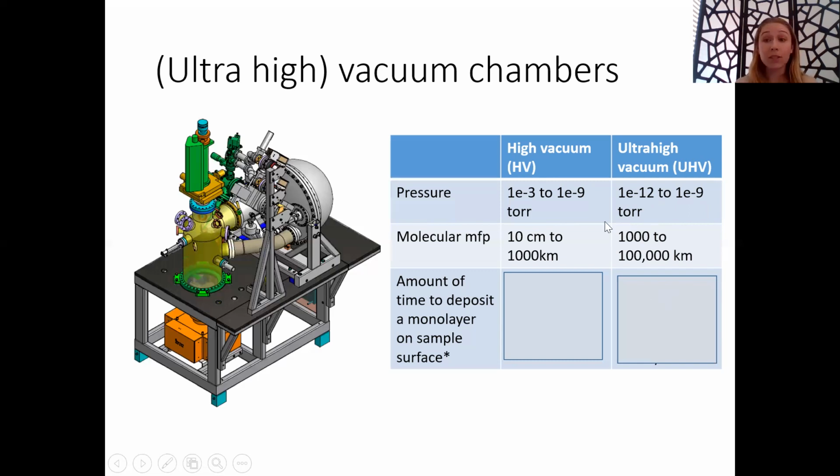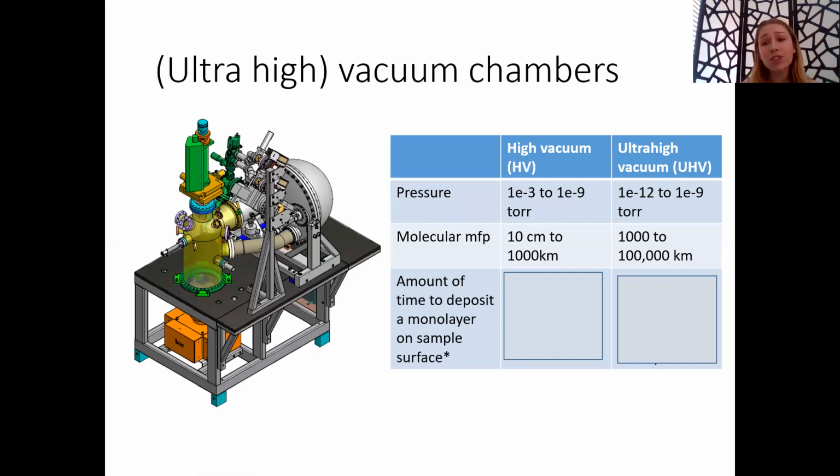The molecular mean free path, that's how far an atom travels before bumping into another atom, in high vacuum is 10 centimeters to 100 kilometers. At 1 times 10^-9 torr, an atom will travel 9 kilometers before it is likely to bump into another atom. Clearly, these vacuum chambers are much shorter than that. In ultra-high vacuum, you go orders of magnitude higher: 10^-12 torr corresponds to a molecular mean free path of 100,000 kilometers.